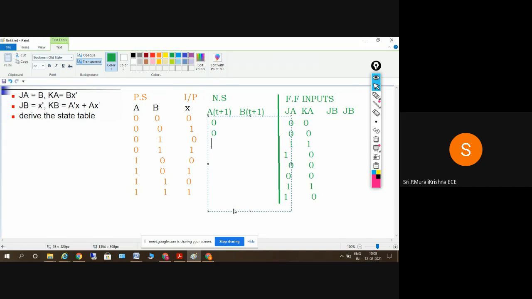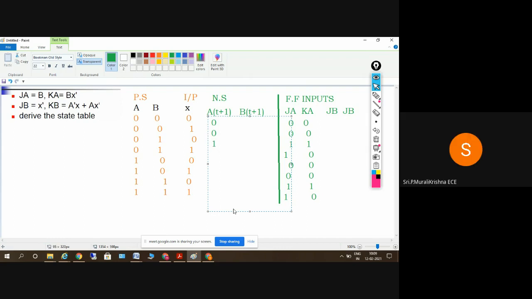And JK value 0, 1 and 1, 1. For JK values equal to 1, 1, what is the output we'll get here? A bar. So A bar is 0 here. So A is 0, A bar is 1.